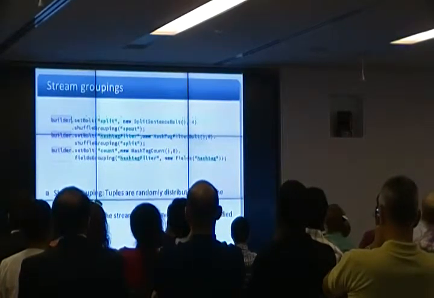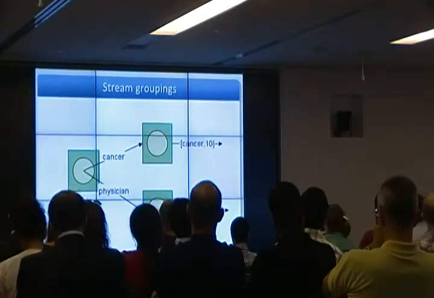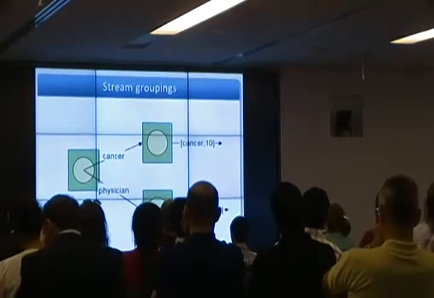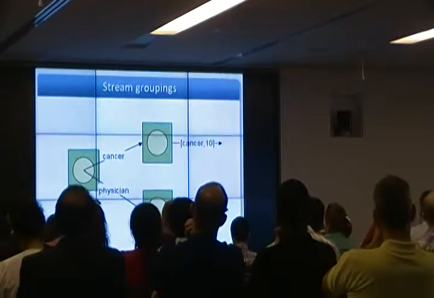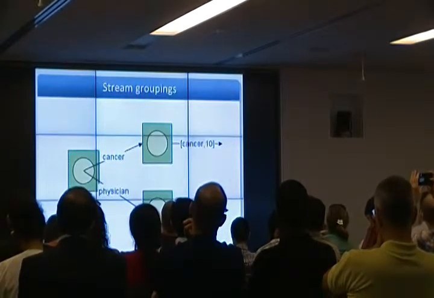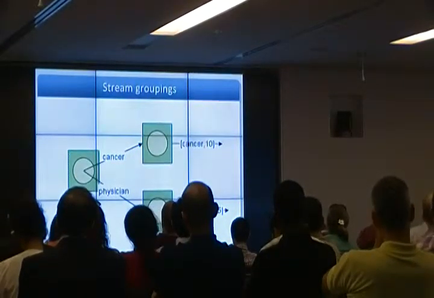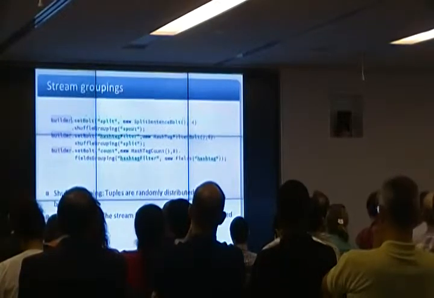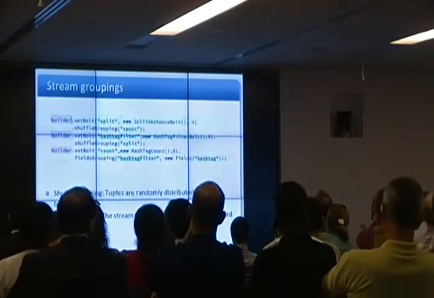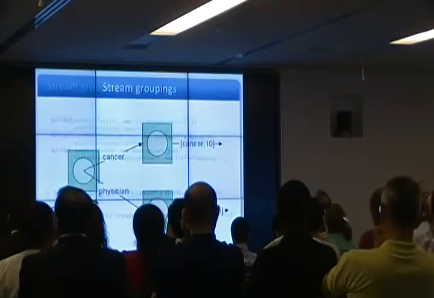For example, let's say you want to do a real-time calculation. So if you send this word, cancer, to random bolts, each bolt will have some count, but none of them will be correct. So in that case, you want to group it and send it to only one bolt. And that bolt will calculate the total for, let's say, cancer, and save it to the database. In that case, you will get the correct result. So that's why we have this field grouping. There are also other types of grouping that you can use. And you can even create your own if needed.